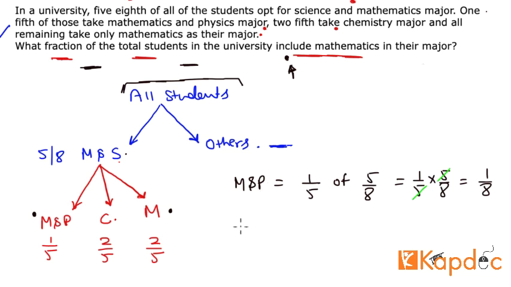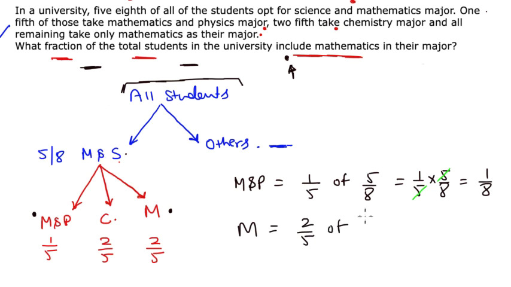Then you have maths only. Maths only is 2/5 of people who have maths and science. 2/5 of 5/8, right? Because this is a subcomponent of maths and science, and maths and science is a subcomponent of all students, and their proportion was 5/8. That is why this maths only is 2/5 of 5/8. So that will be 2 over 5 times 5 over 8. And of course, you can cancel out these two common factors, and the result is 2/8.